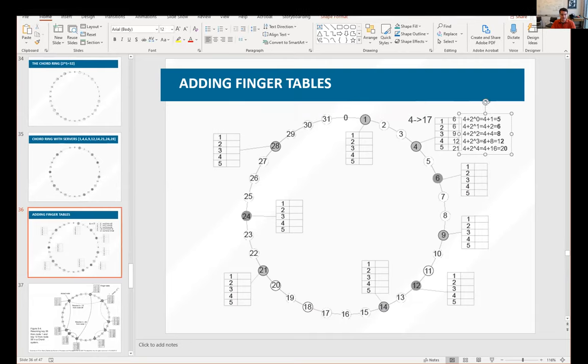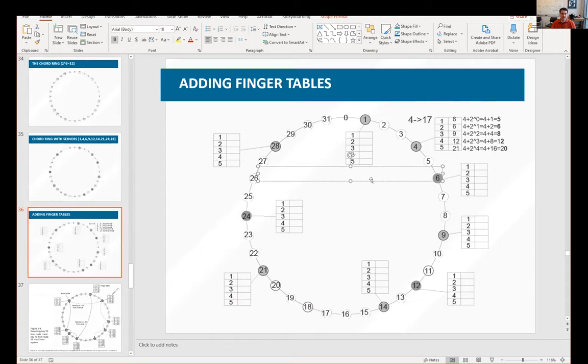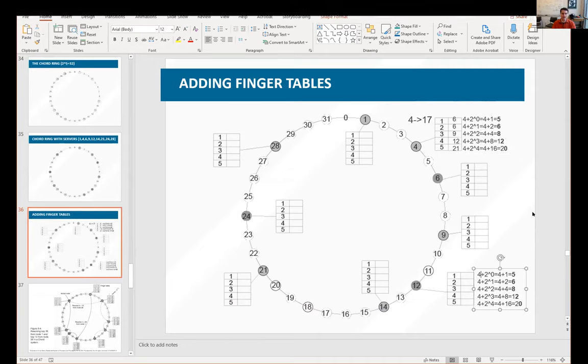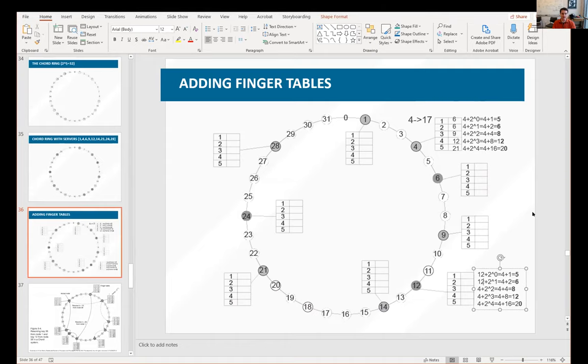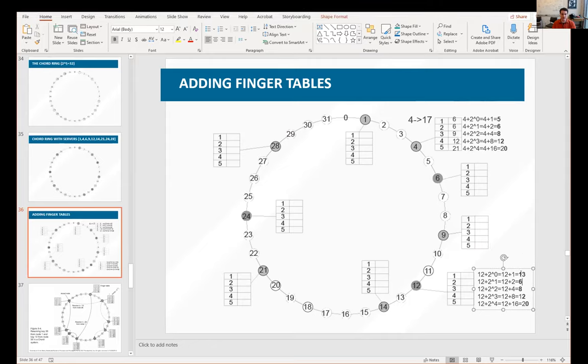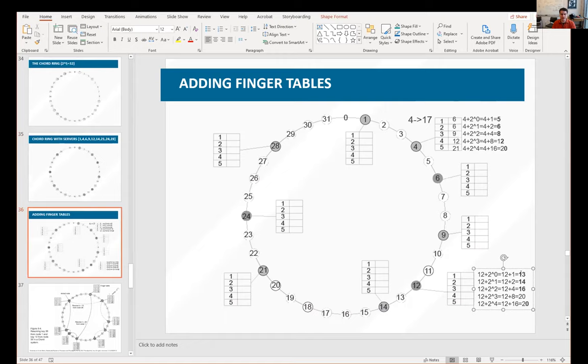Okay, so just like before, we now have this same process happening here at node 12. Let me just copy this over. Except instead of starting with 4, it's now starting with 12. So we have to build the finger table for node 12, and in this case, it would look like this: 13, 14, 16, 20, and 28.